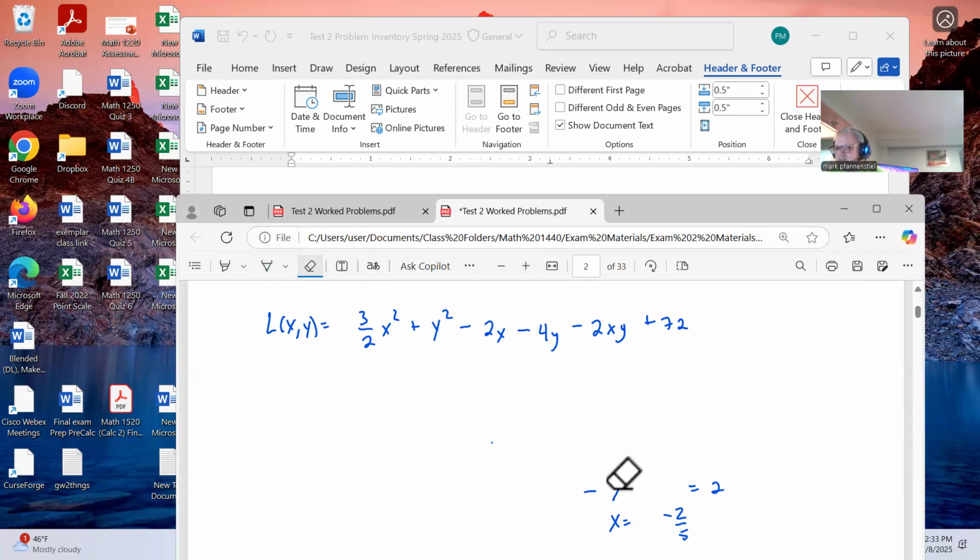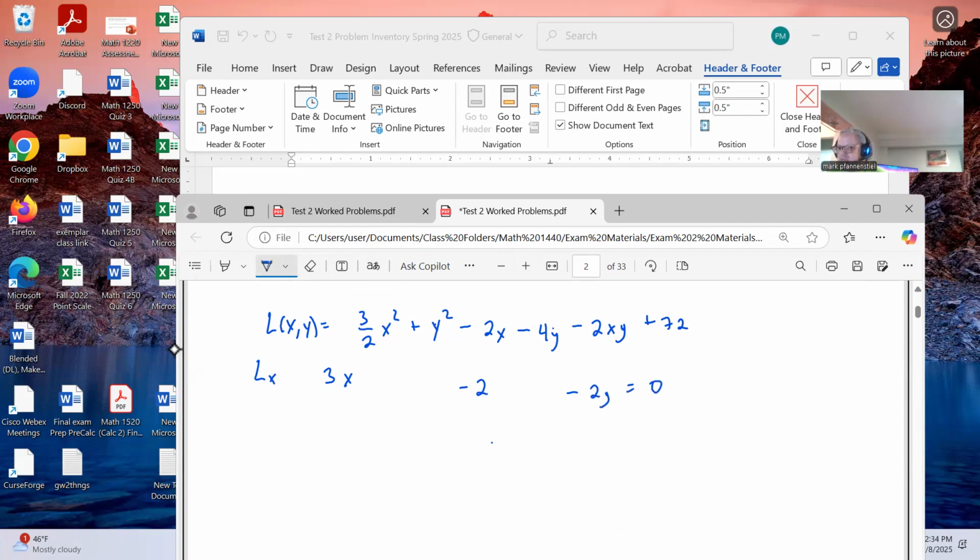The first job is to take a partial derivative. I'll say Lx, our partial derivative of L with respect to x. This is going to be 3x. Taking the partial derivative with respect to y gives 0, minus 2 for my x. Taking the partial derivative with respect to y is 0, and we have a minus 2y, and then we set everything equal to 0.